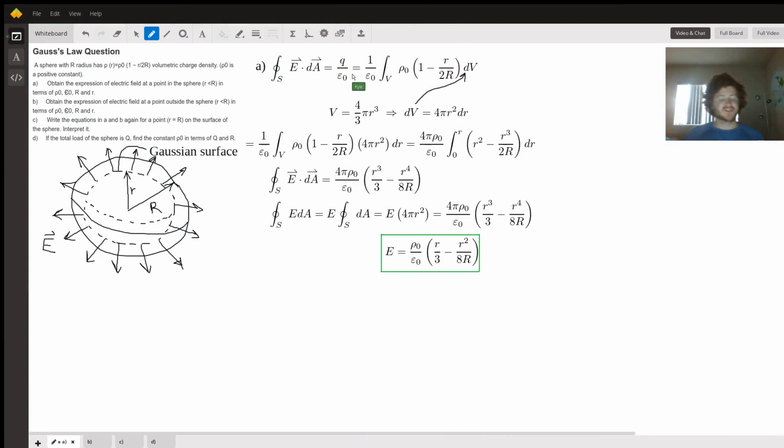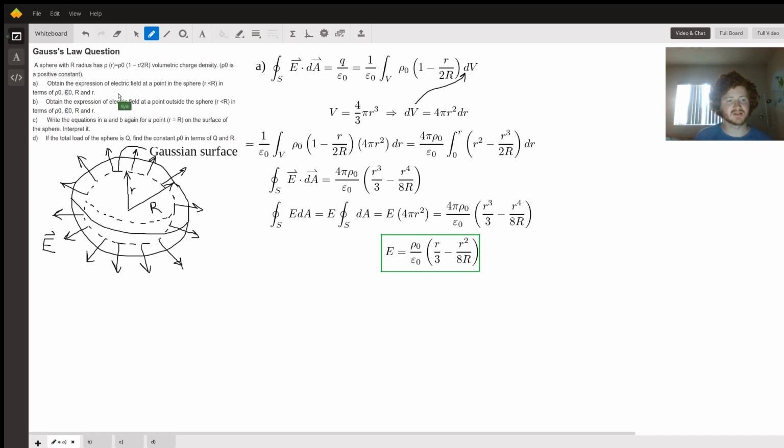Alright, so we have a sphere with radius capital R, and it has a volumetric charge density function, rho of r equals rho naught times 1 minus lowercase r over 2 times capital R. And rho naught is a positive constant, right? So we need to obtain the expression for the electric field inside the sphere in terms of the constants.